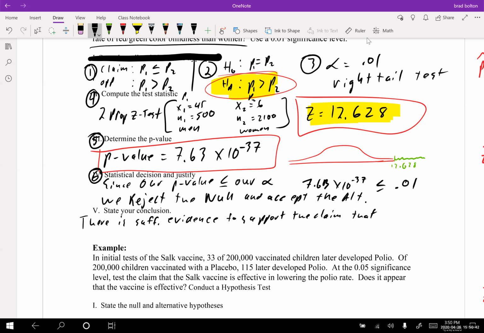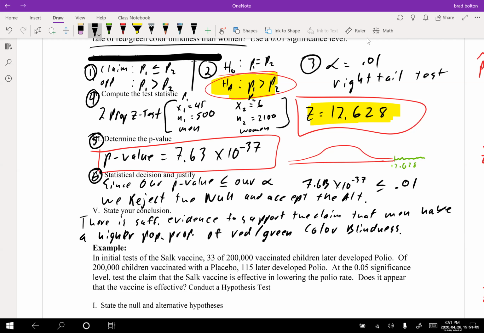So there is sufficient evidence to support the claim that men have a higher population proportion of red-green color blindness. Okay, and this is our step 7. So everything's the same. We're still doing everything the same. So again, if you get chapter 8, you're going to be fine with this section as well.